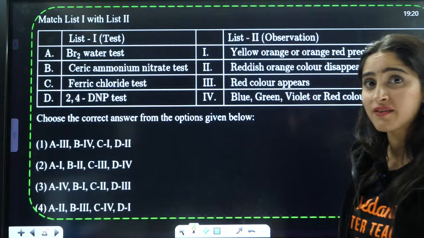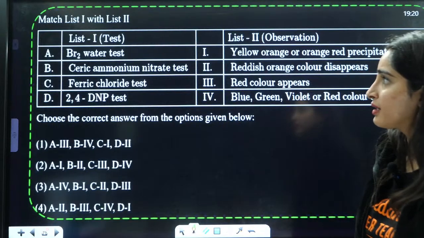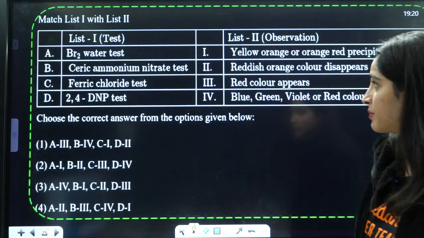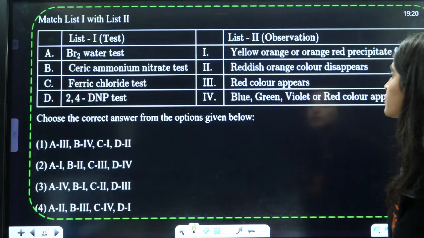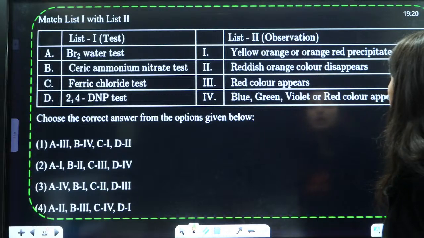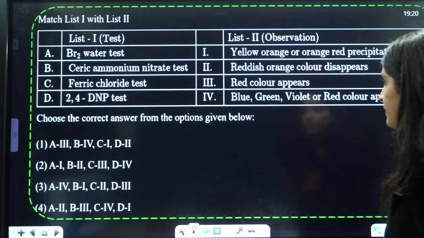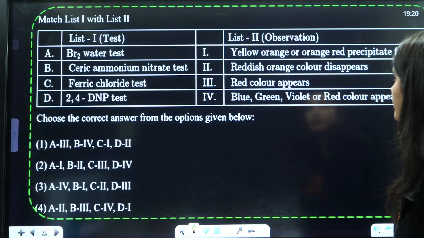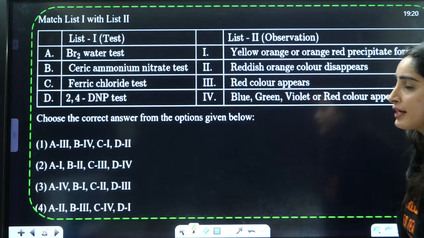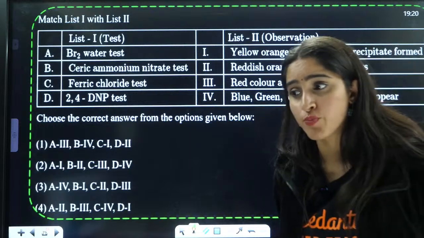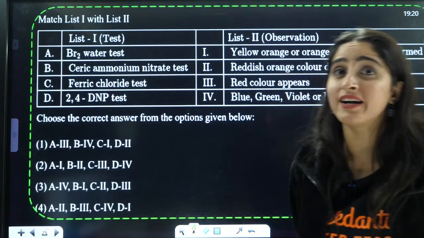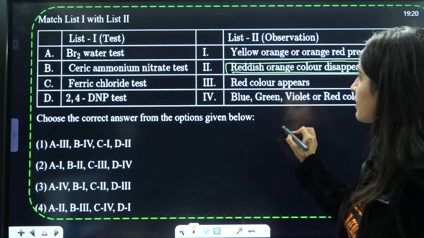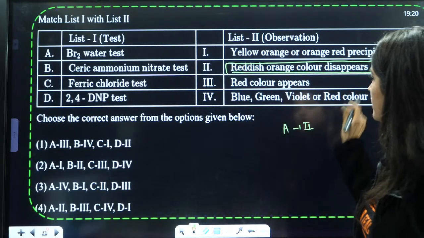Bromine water test, I've just told you in the last reaction, right? In the last question. Bromine water test is a test for unsaturation basically. And here which thing is formed? The reddish orange color disappears, right? Definitely bromine water test. Bromine water is reddish brown in color. So the reddish brown orange color will disappear. That means A is for second, right?